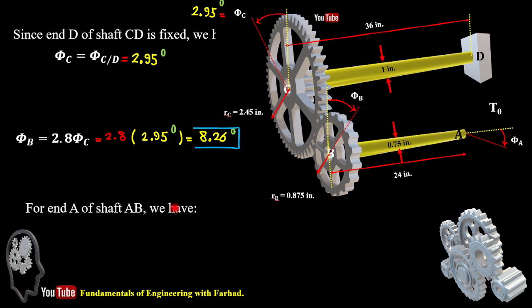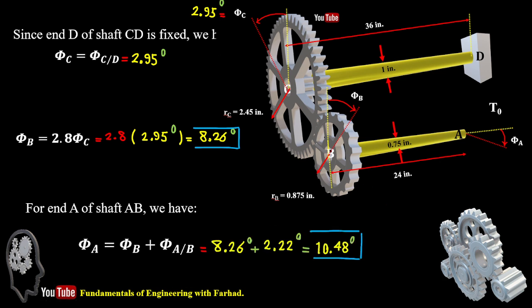And for end A of shaft AB, phi A is equal to phi B plus the relative displacement in terms of rotational angle between A over B. In that case, we have 8.26, which is phi B, and phi A over B. We already calculated this relative angle, which is 2.22 degrees. If you add them up, that's 10.48 degrees.